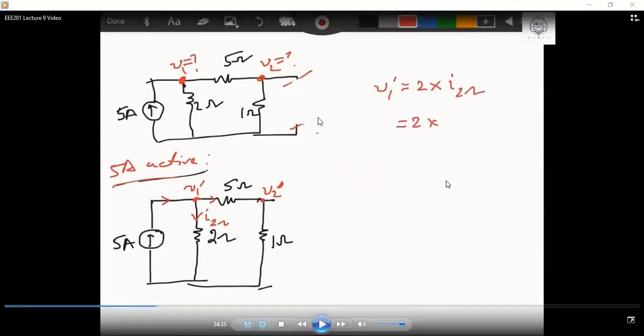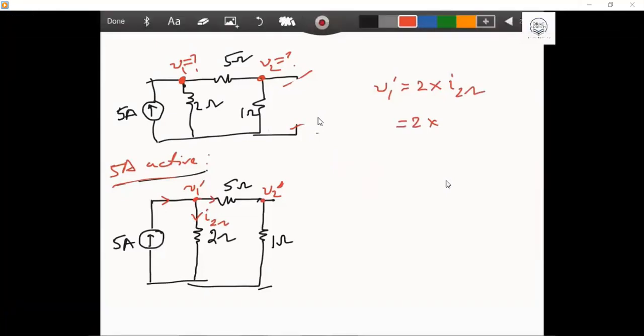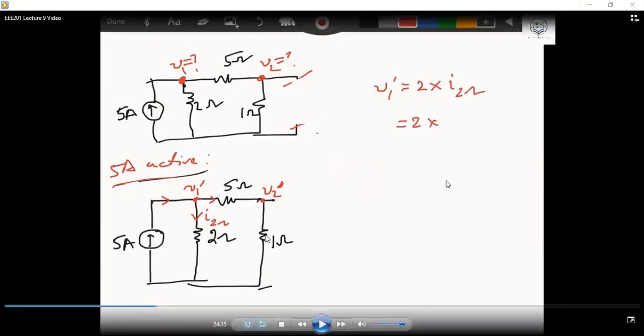Hello, Labib Rukoni, can you hear me? Yes, sir. Tell me what will be the I2 prime. You can tell me the equation also. Sir, it will be V1 minus V2 divided by 2. Oh, no. V1 minus V2 divided by 5 is the current. It is the current division law you have to use. Total current is 5. It divides through these two resistors. That is the current division law.